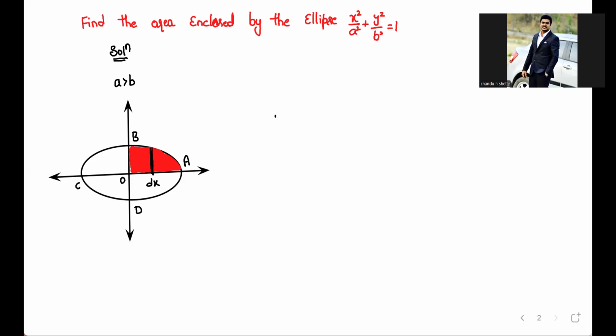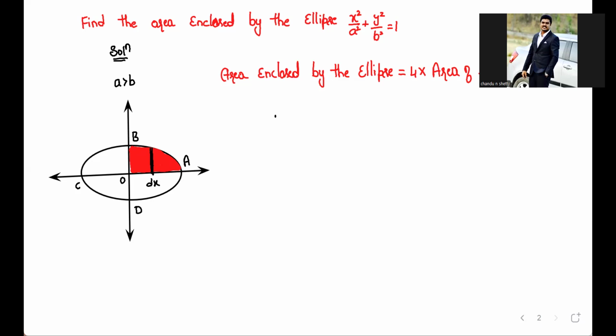Area enclosed by the ellipse is equal to 4 into, we have here 4 quadrants, so that's why I'm taking here 4. So area of one piece of this ellipse I'm taking here, AOBA. Clear it is all of you?